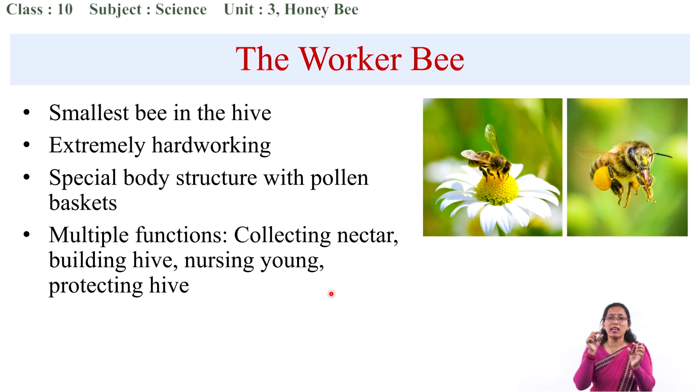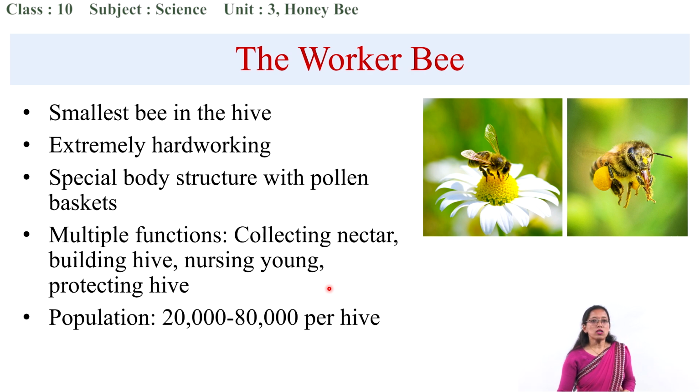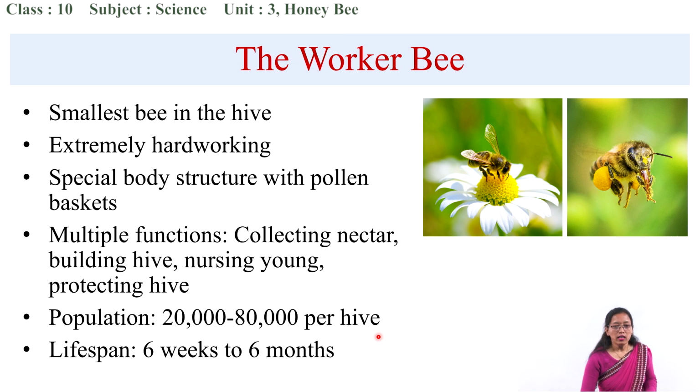That means it has a stinging type of body structure, which helps to protect its hive from enemies also. Its population is about 20,000 to 80,000 per hive. These are the most populated, that means a larger number of worker bees are present in a single hive. Next, its lifespan is about 6 weeks to 6 months only.